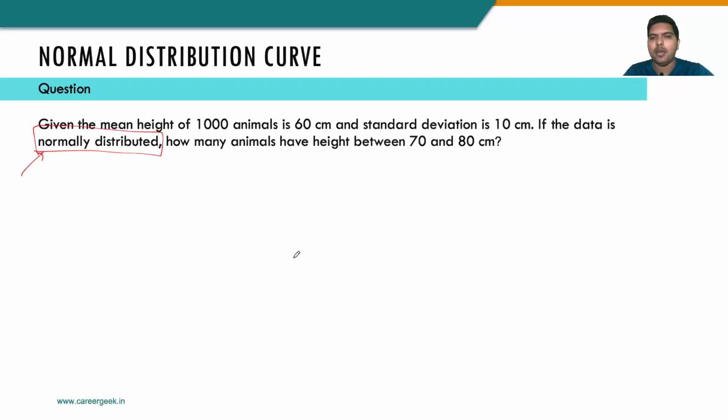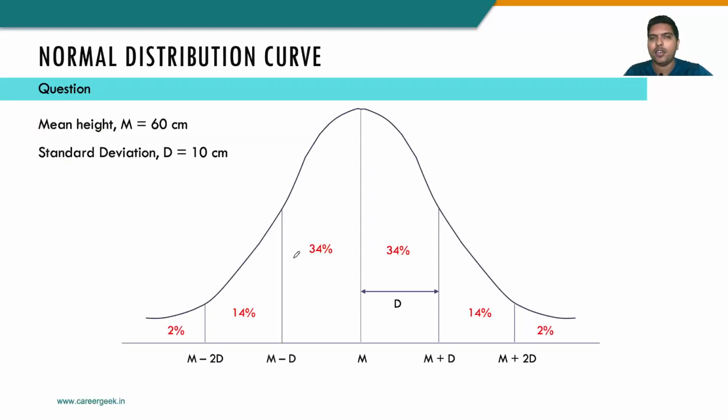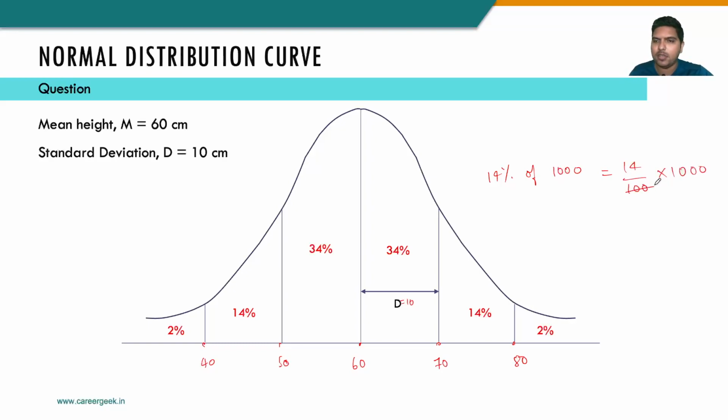How many have height between 70 and 80? In a normal distribution, the percentage remains constant. So between 70 and 80, 14% of 1000 lie, which is 14 upon 100 multiplied by 1000, which is 140 animals. They have heights between 70 and 80 centimeters as per the normal distribution curve. So the questions will be mostly asked on the percentages.